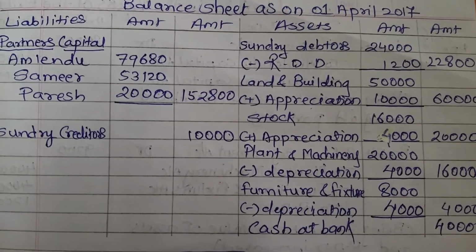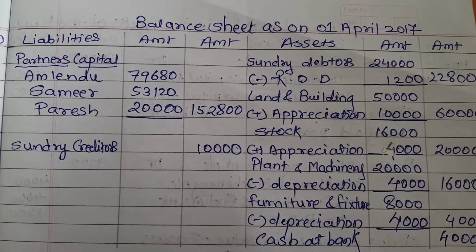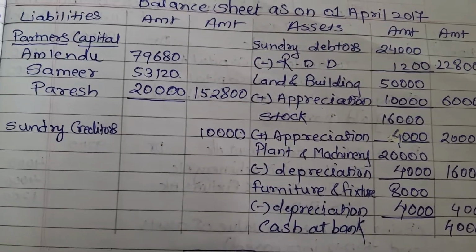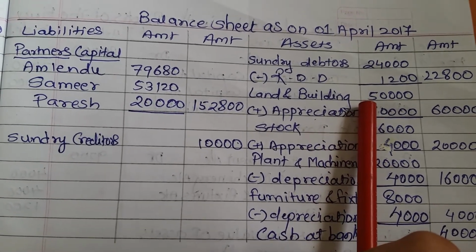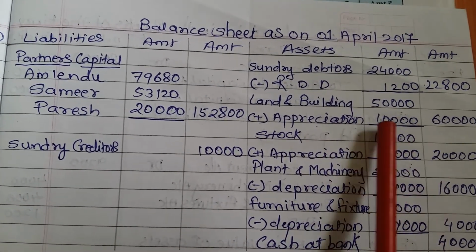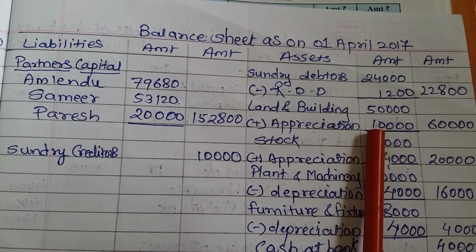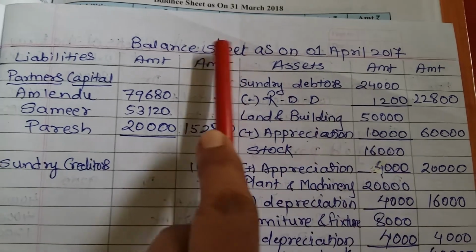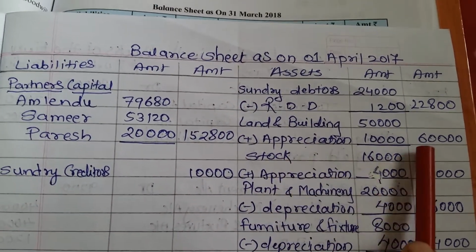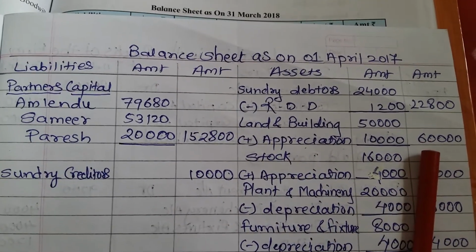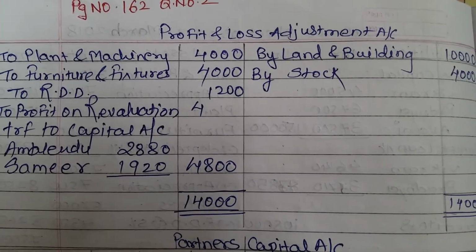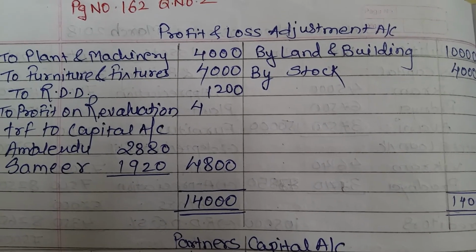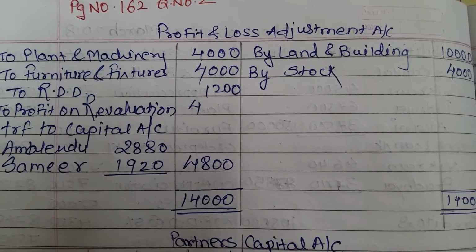Now see the students, the next adjustment says the land and building to be valued at rupees 60,000. It means the land and building which is shown at 50,000 is increased up to 60,000. The value will be increased by 10,000, so you have to add 10,000 in the balance sheet. Land and building will go to 60,000. That is one effect. The second effect: profit and loss adjustment account by land and building 10,000, because the asset increases, right?